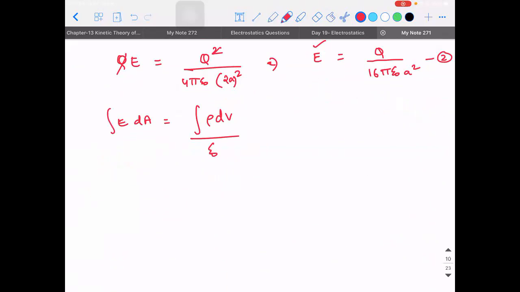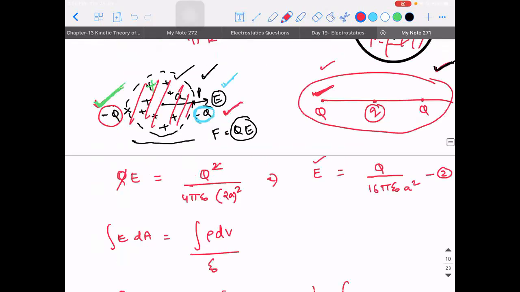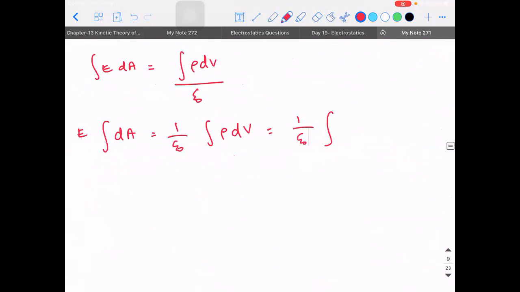Now let's see. If I take E outside, integral of dA is equal to 1 by epsilon naught into integral of rho dV. Correct? It's the same as how we did above, the only difference is the limits will change. Now what will be the limits? So 1 by epsilon naught into what was the value of rho dV? Rho dV was this thing, right? 4 pi k into r cube dr, from 0 to a.